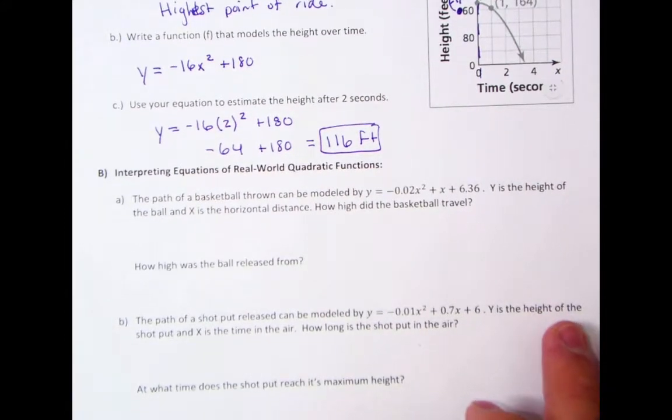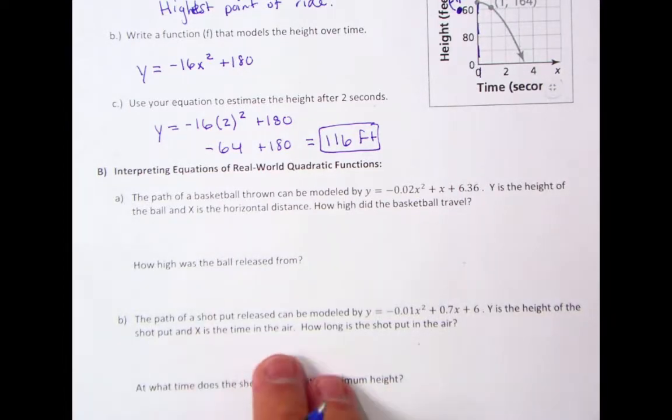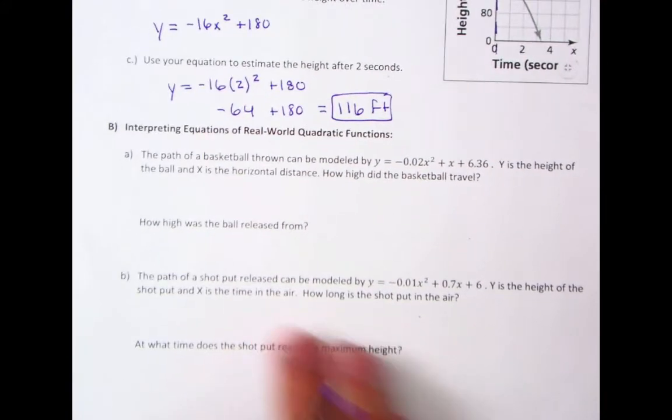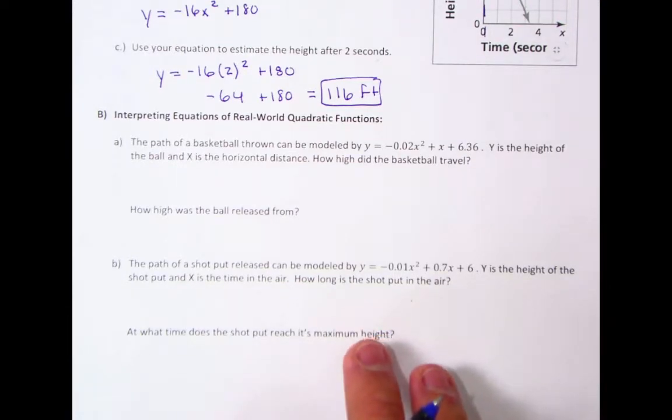This is where Desmos is going to come in. Desmos gives you the ability to use this function to really easily figure out the information that you need. So the path of a basketball thrown can be modeled by the function y equals -0.02x squared plus x plus 6.36. Y is the height of the ball and x is the horizontal distance. How high did the ball travel?